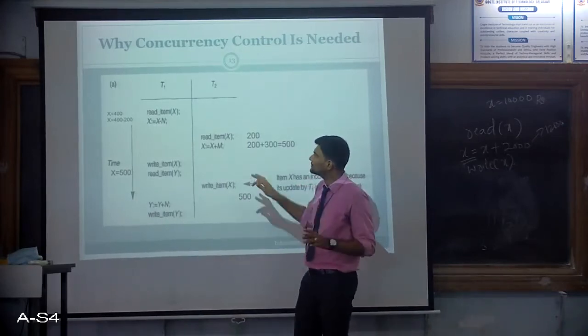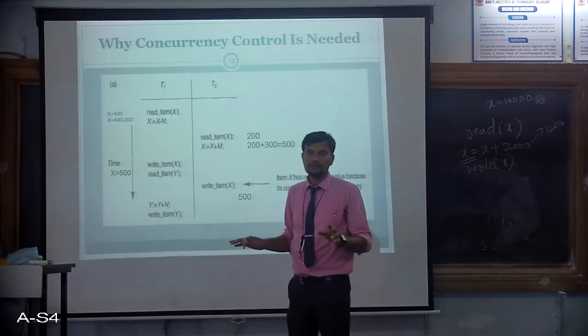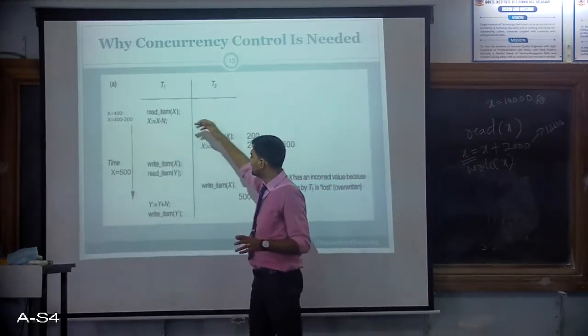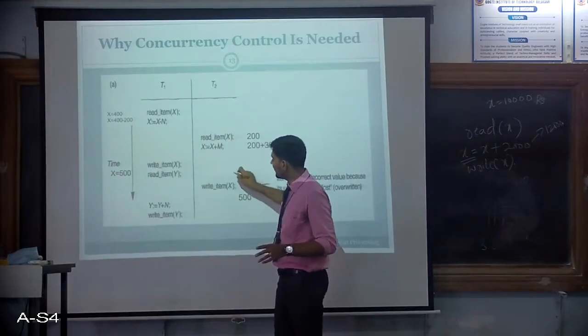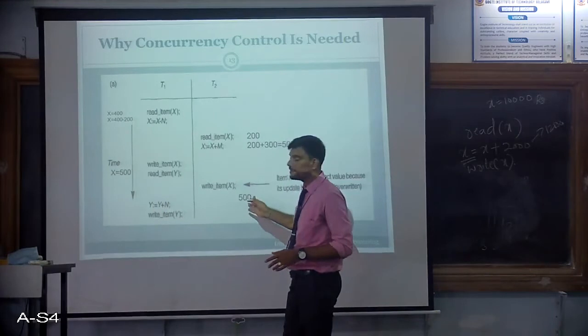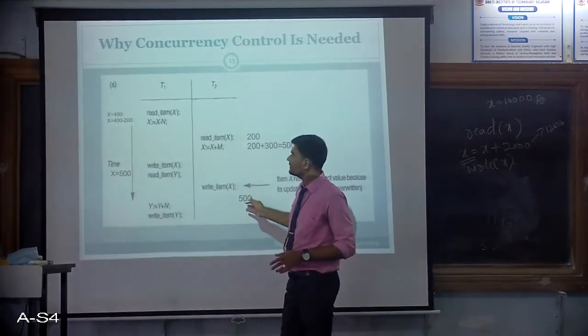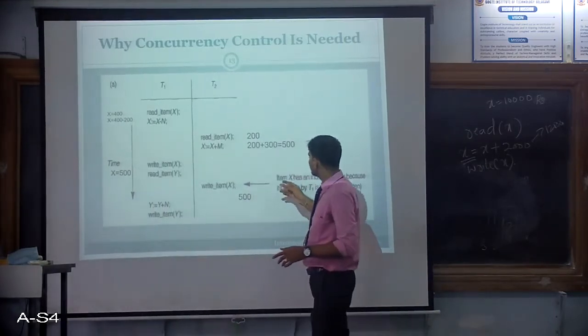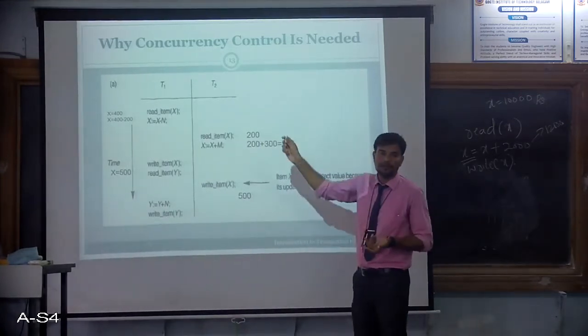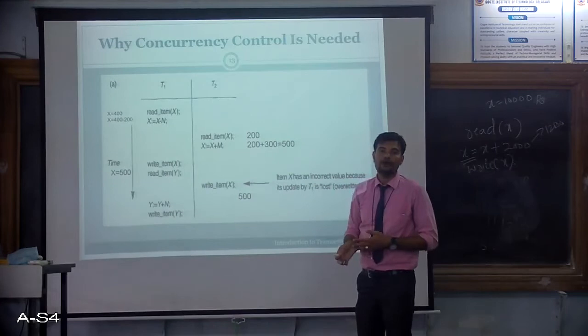I hope this lost update problem is clear. Whatever the transaction T1 has updated is not preserved by transaction T2, because it is writing 500. That's why item x has an incorrect value: whatever value was updated by T1 is lost or overwritten.